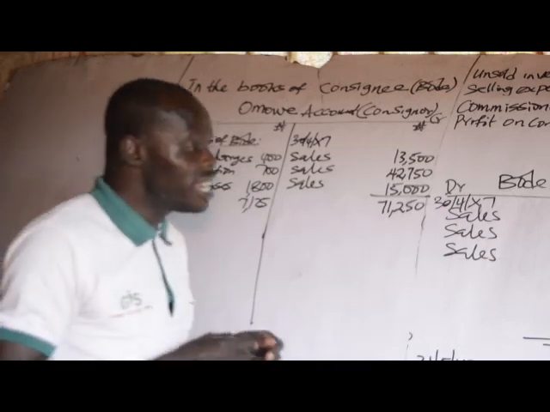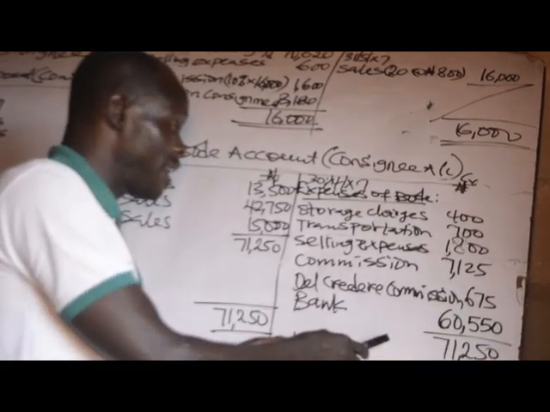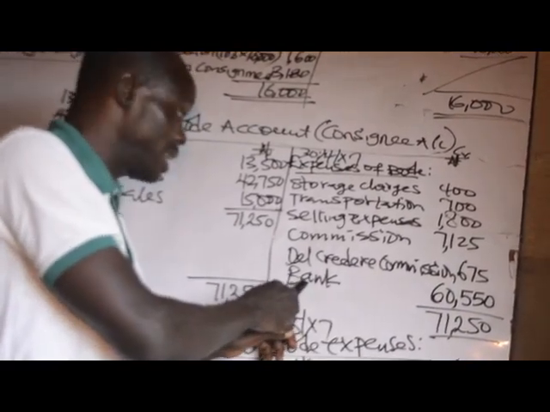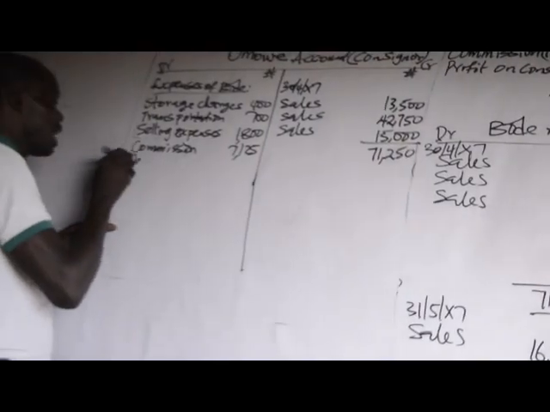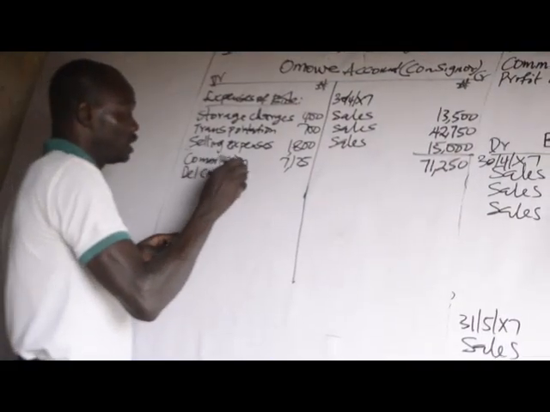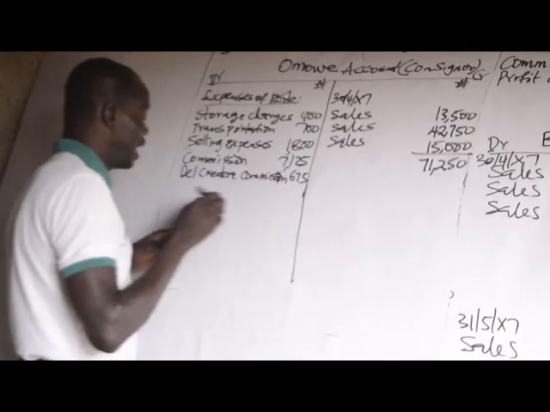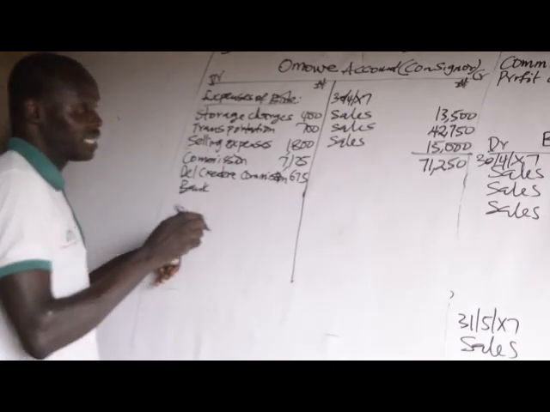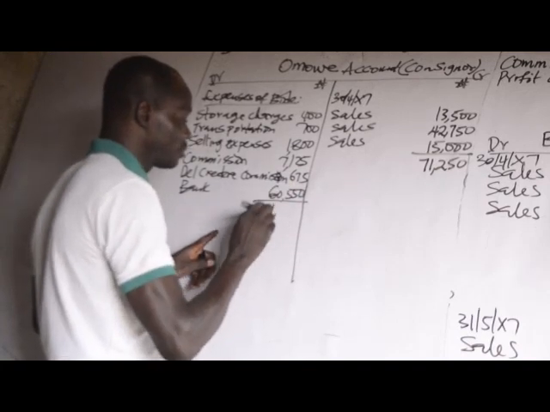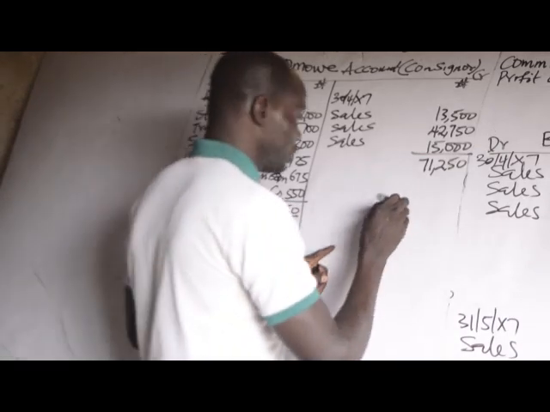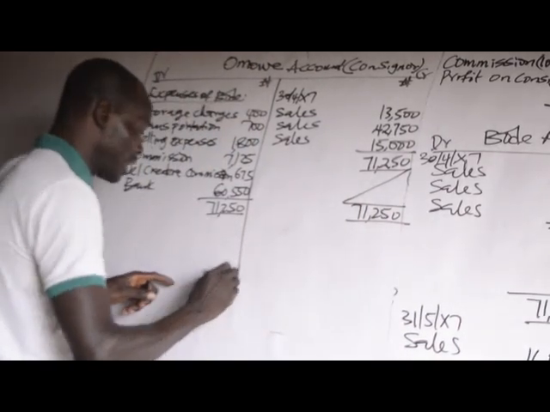Then we also have the del credere commission of 675, and the balance was remitted through bank. The balance is 60,550. So you close that at 71,250. That is for the first interim account sales.